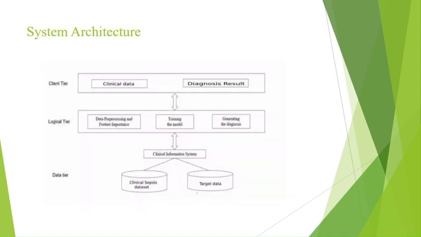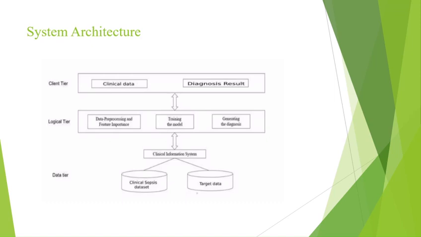Next, the system architecture. The system architecture illustrates a three-tiered system for predicting sepsis using machine learning. First, client type. It contains two components which are clinical data and diagnosis result. Clinical data. This represents the input data collected from patients, which includes various clinical parameters and observations. Diagnosis result. This is the output provided to the client, which indicates whether the patient is predicted to have sepsis based on the input data.